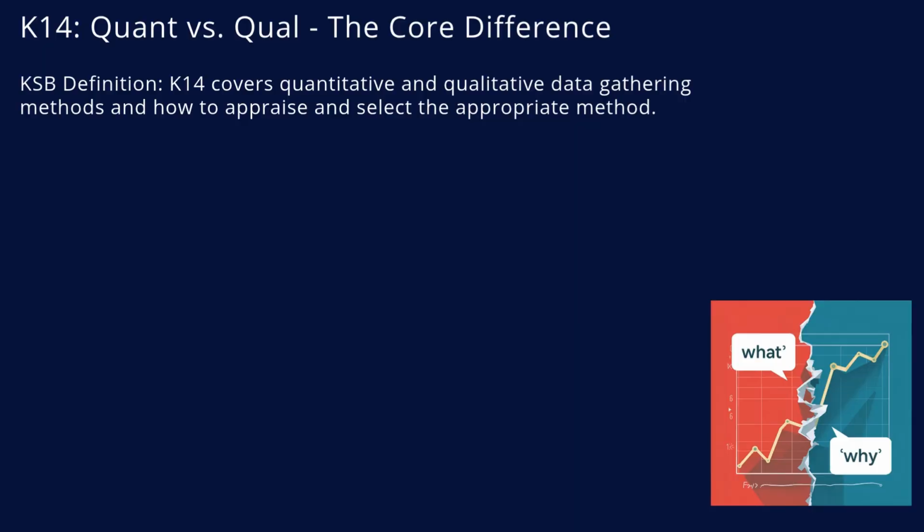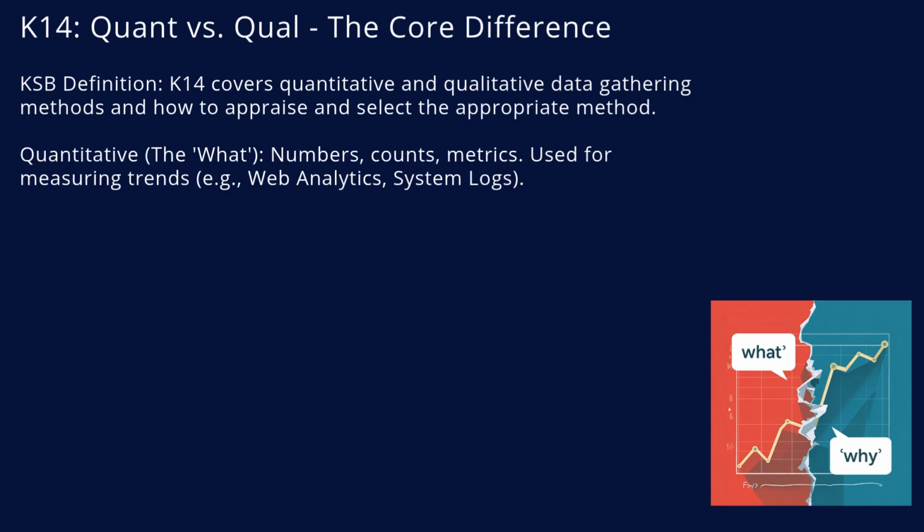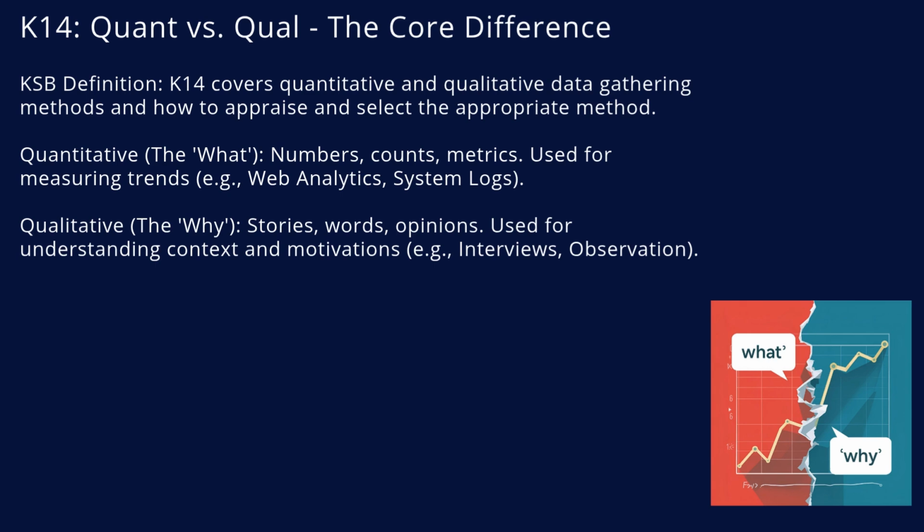Welcome to this fast-track guide to K14 data gathering methods. Let's get straight to it. Quantitative data tells you what is happening. It's the numbers, like how many users clicked the button. Qualitative data tells you why they clicked. It's the stories and opinions from interviews.